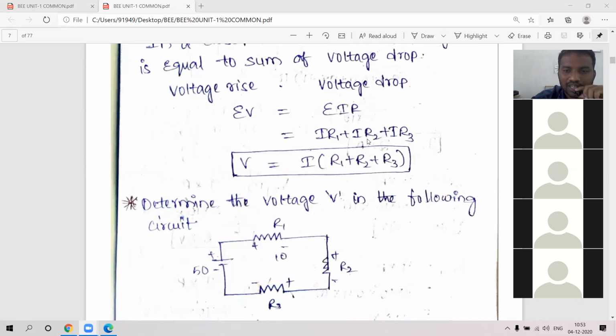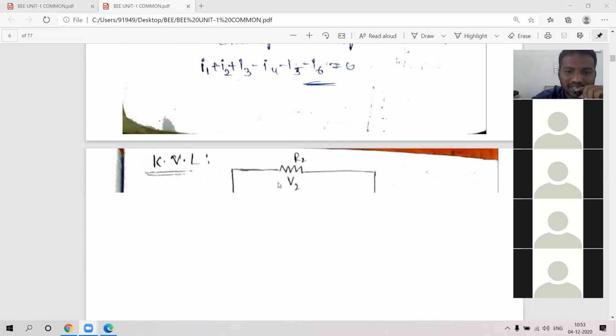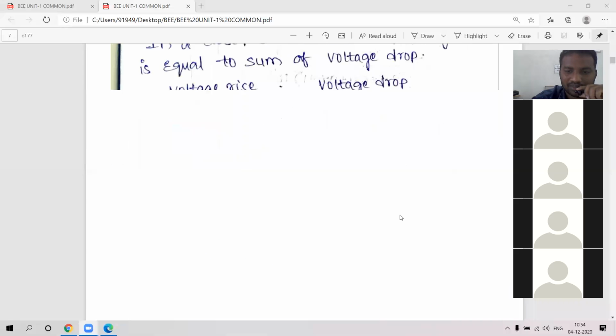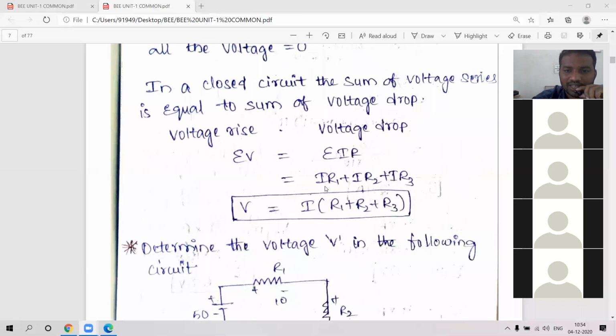In V2, what is the resistor? R2, and the current is same. So I into R2. Similarly, at V3, I into R3. That is what I have written here: I into R1 plus I into R2 plus I into R3. What is common here? Current I is common. I have taken it outside: I into R1 plus R2 plus R3.